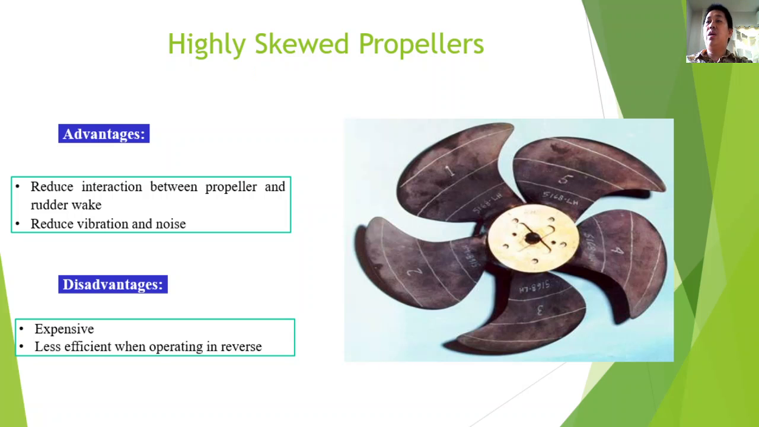So we have also here the highly skewed propeller. Advantages: reduces interaction between propeller and rudder wake, reduces vibration and noise. Disadvantage is it is expensive and less efficient when operating in reverse. This is the skewed propeller.